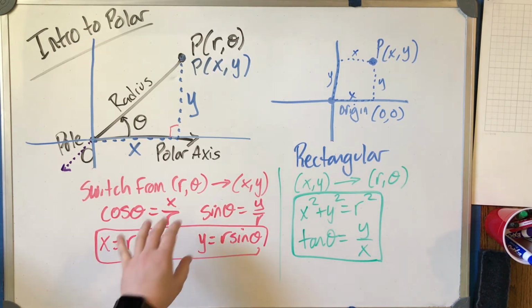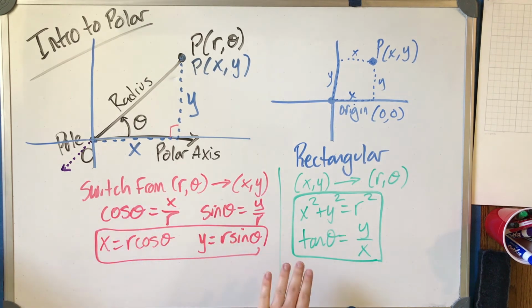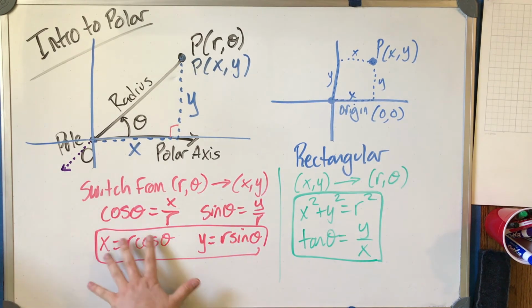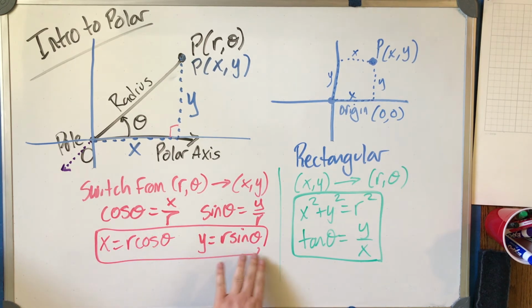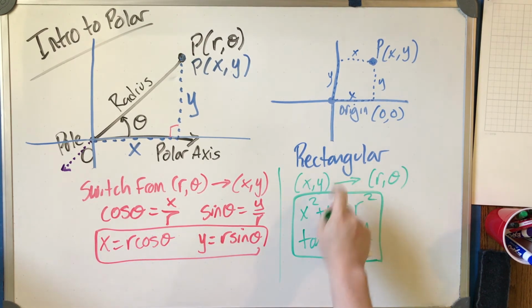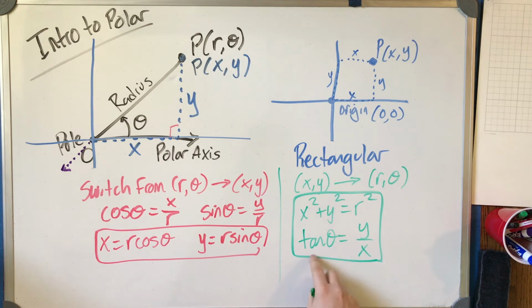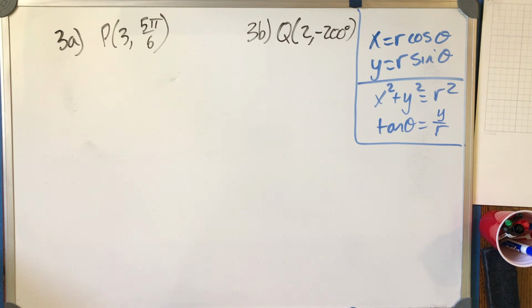So we now have a way of switching back and forth between polar and rectangular by doing x equals r cosine theta and y equals r sine theta. And we can go from rectangular back to polar by using x squared plus y squared equals r squared to find the radius, and doing tan inverse of y over x to help us find theta. Now remember that that will give us a reference angle, and we might need to change that up a little bit. So for 3a, we are given polar coordinates.